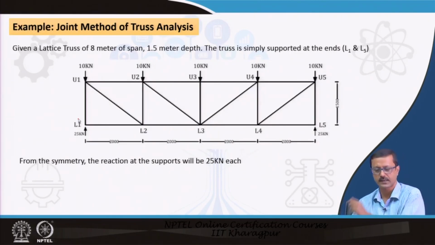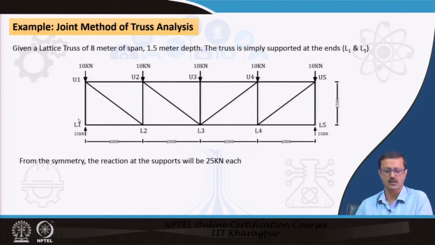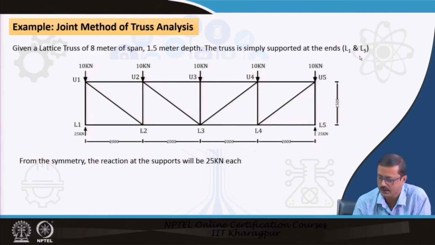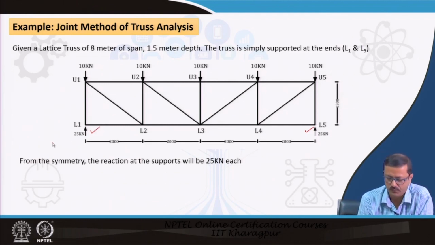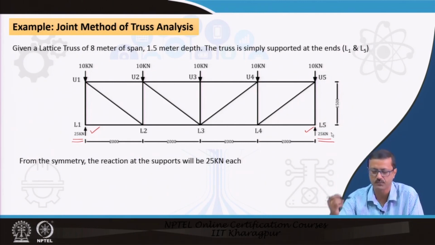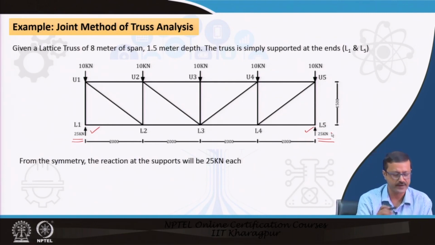So, suppose this is a kind of truss which is a parallel chord truss. This is supported at L1 and L5, the supports are here L1 and L5, and these are the 10 kilonewton loads. So, I can easily find out the support reactions as 25 each because it is symmetrical and there is a total 50 kilonewton load. So, it is divided in half, and this is 2 meter and this is 1.5 meter depth. So, let us go with the joint method.